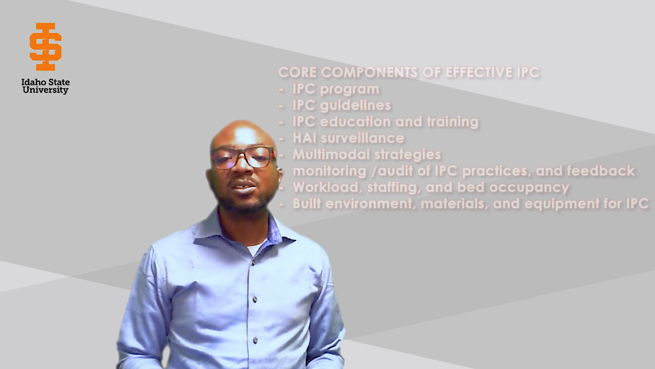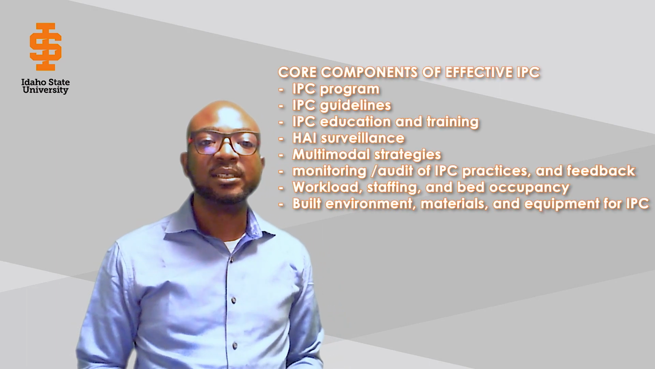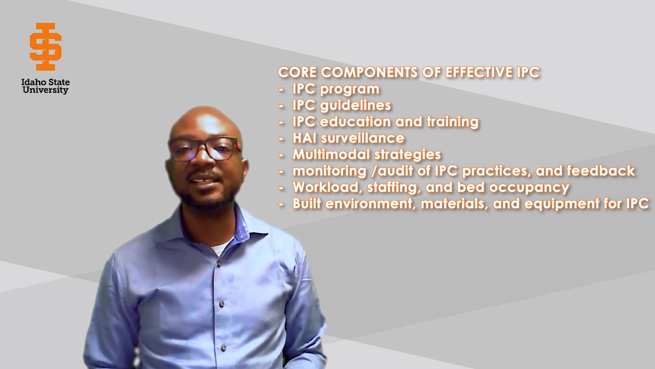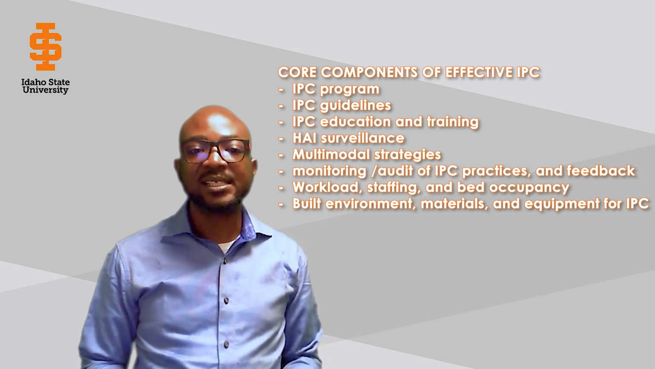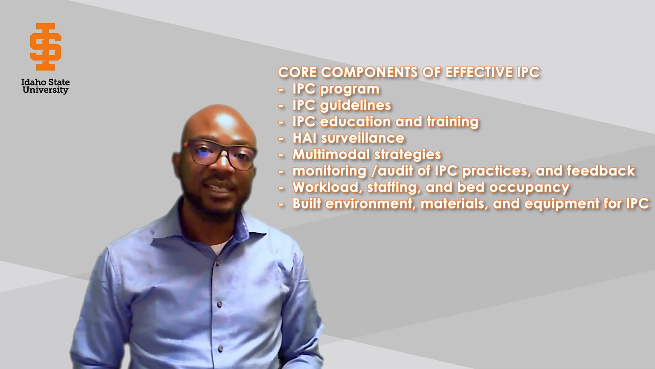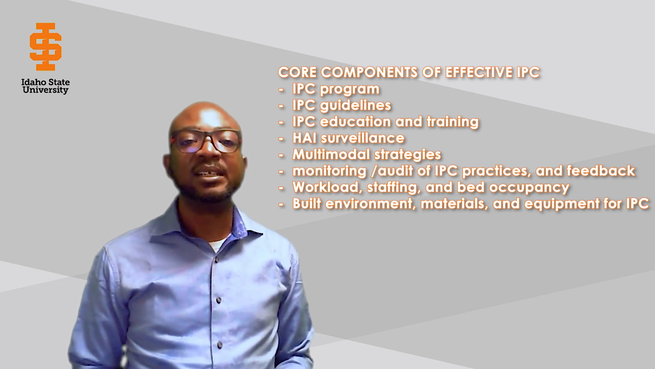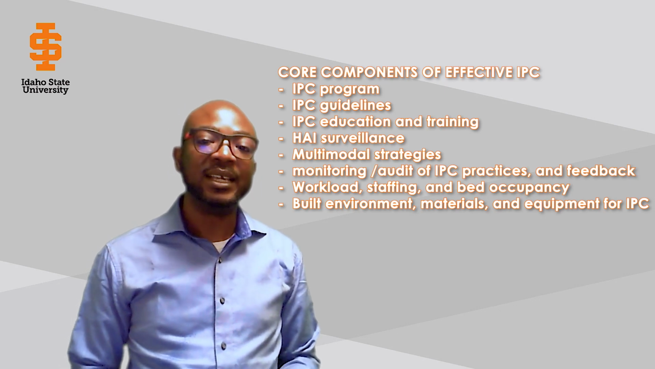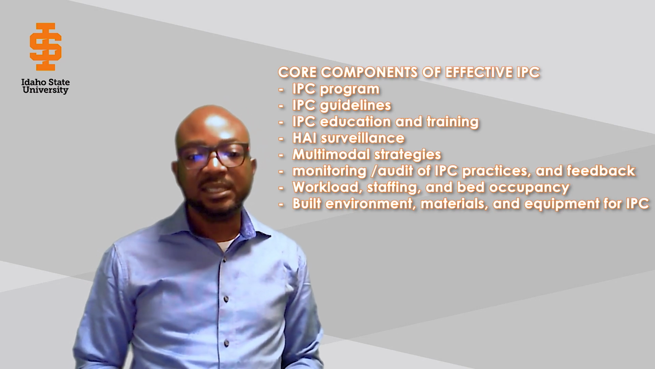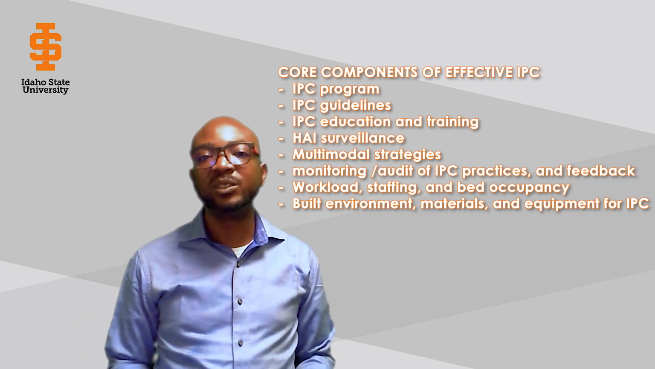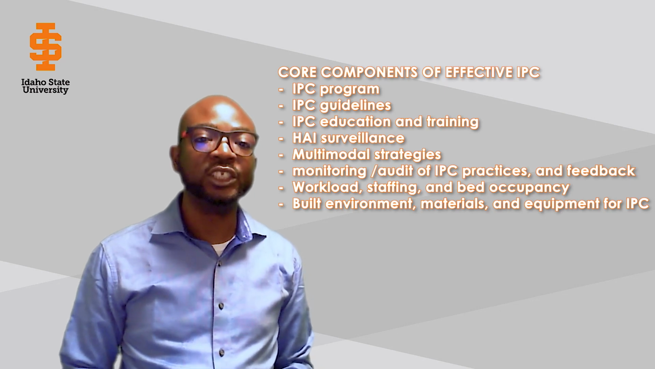What are the core components of an effective IPC? In the year 2016, the World Health Organization released guidelines defining the elements of an effective IPC, known as the core components of IPC. They serve as a roadmap for how IPC can prevent harm caused by HAIs and antimicrobial resistance. These components should be implemented together. All of them are required to build an effective IPC strategy.